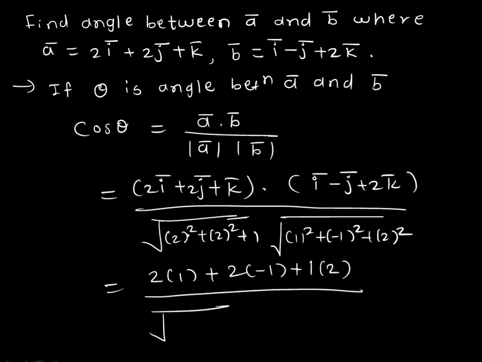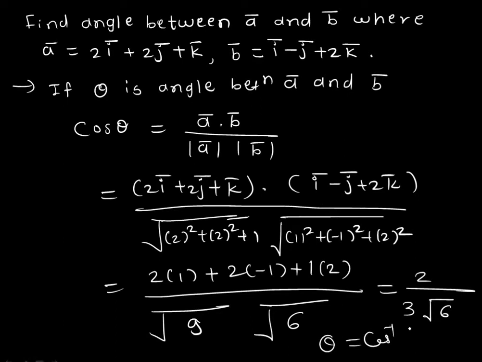4 plus 4 plus 1, that is root 9, and 1 plus 1 plus 4, that is root 6. So 2 minus 2 cancels, leaving 2 upon root 9, which is 3, and root 6 as it is. So that is cos theta, and therefore theta is equal to cos inverse of 2 upon 3 root 6. By using that formula we can directly find the angle theta, that is, cos theta is equal to a bar dot b bar upon mod of a bar, mod of b bar.